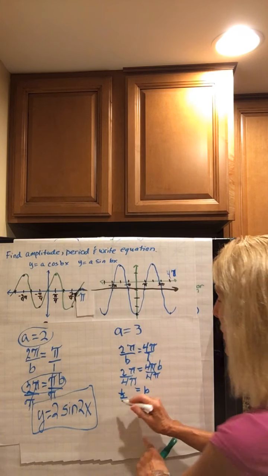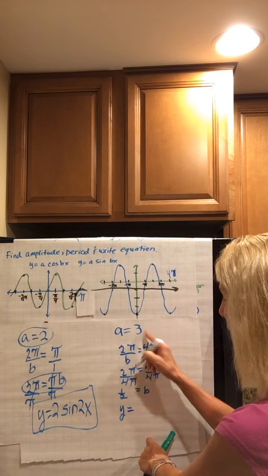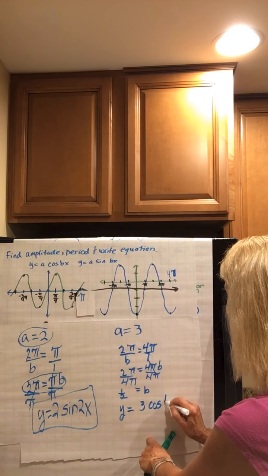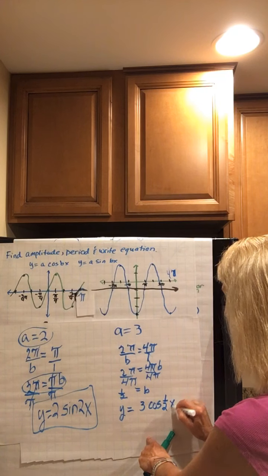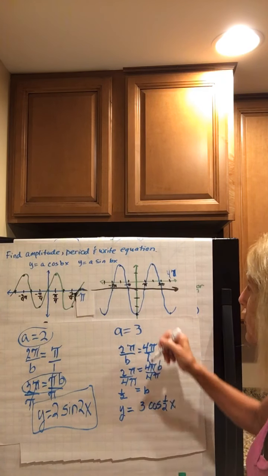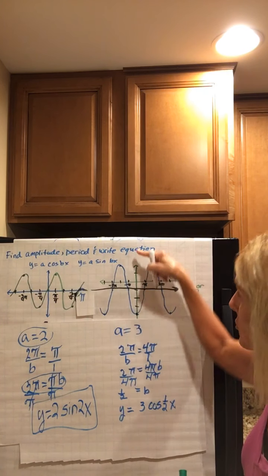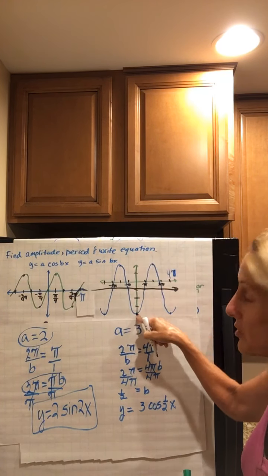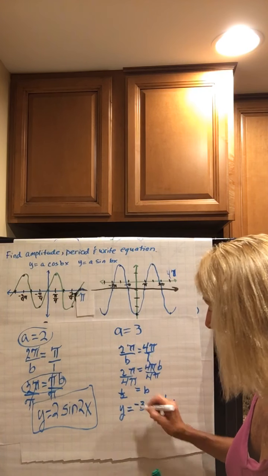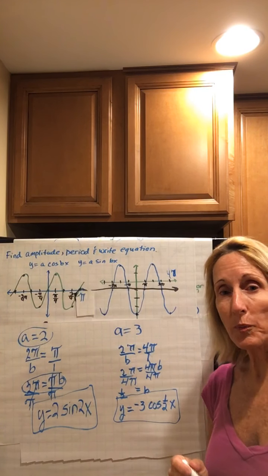So then when I write my equation, y equals, a is 3, cosine 1/2 x. But now here's something very important. This is the last thing I've got to tell you. Do you notice that cosine starts down? It doesn't start up. So this was an actual reflection, so this would be a negative. So there's your equation, and I hope you understand.